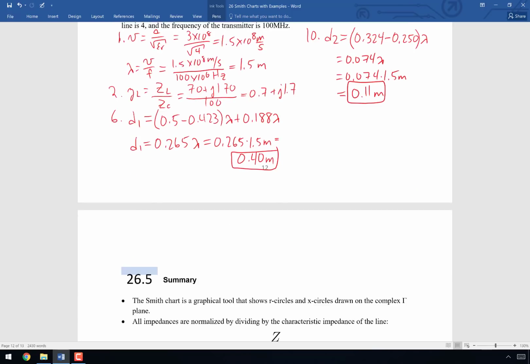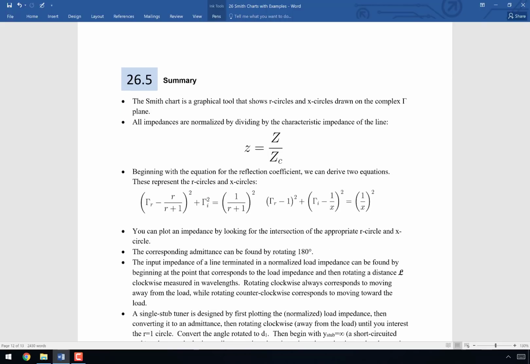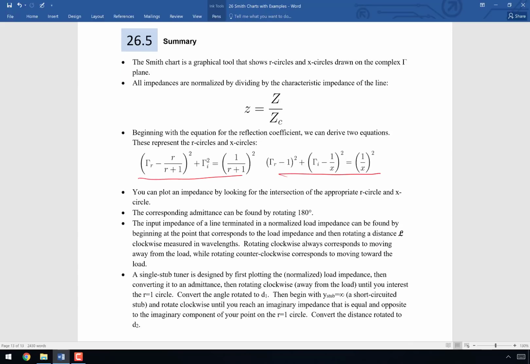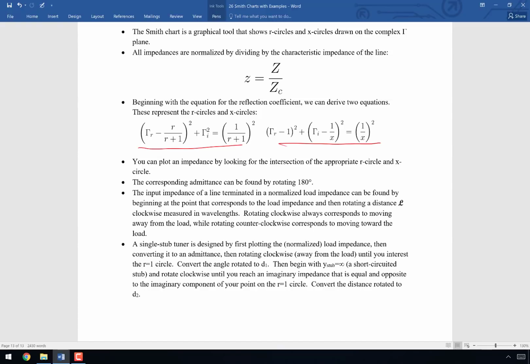So, as I mentioned, Smith charts can do so many things. We've really only scratched the surface, but we know that we need to normalize impedances. We know that we have R circles and X circles, and they originally come from these two equations. But when we draw the R circles and X circles together on the graph, we end up with some very interesting results. You can plot impedances by looking for the intersection of the R circle and the X circle. Corresponding admittance is found by rotating 180 degrees.